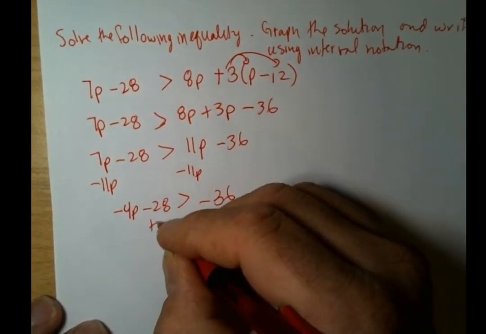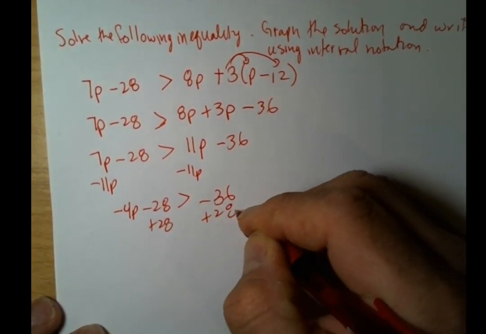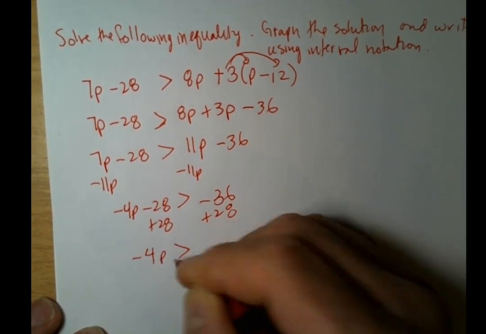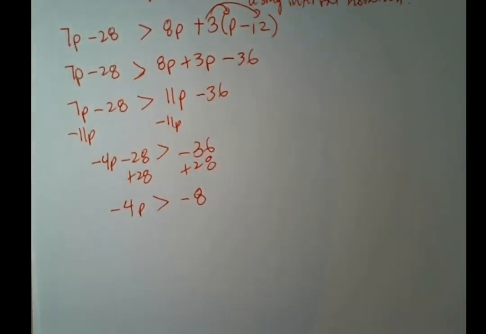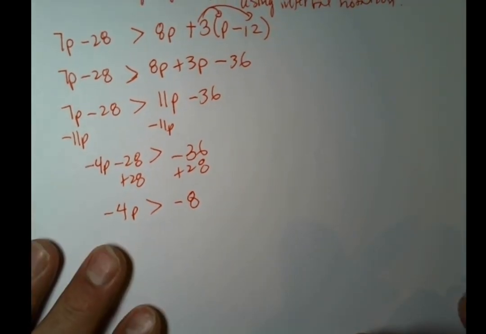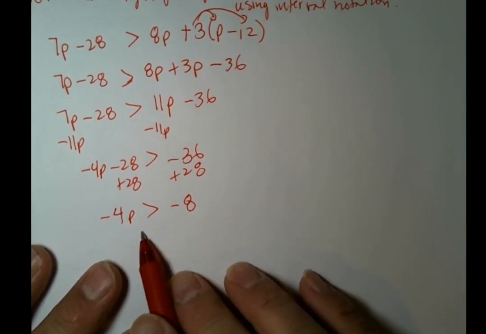Now let me add 28 to both sides, and we get negative 4p greater than negative 8. Now here's something we have not encountered before, and something we really have to be careful with. I can add or subtract any value and it doesn't affect the inequality. But my inequality is affected when I divide or multiply by a negative value. When that happens, we have to switch around the inequality.